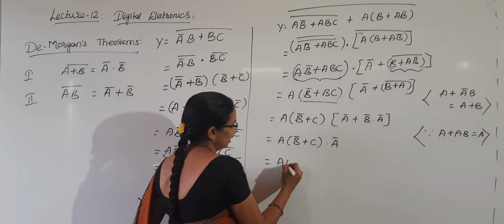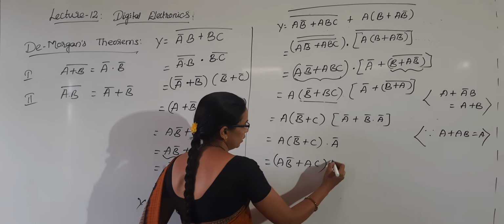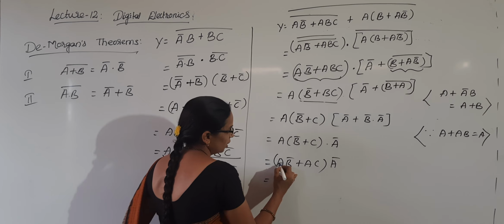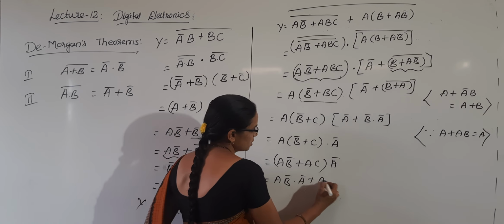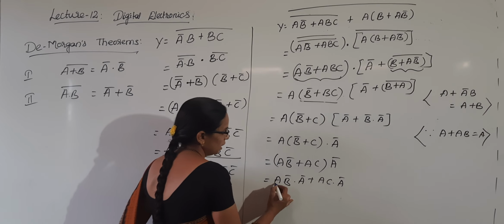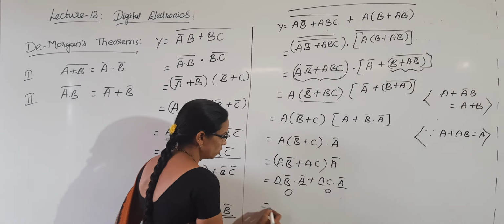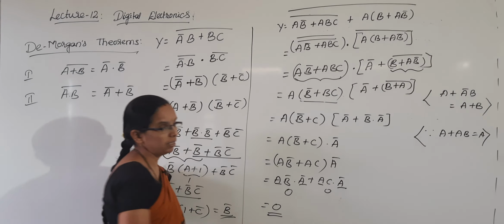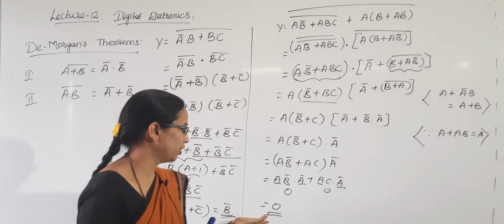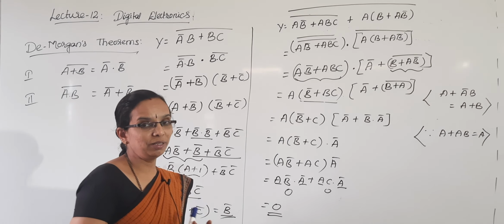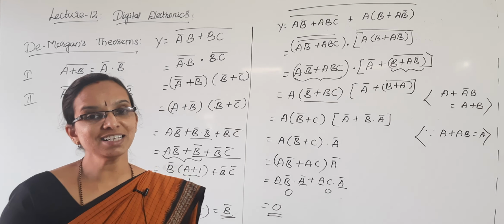So here A·B̄ plus AC into Ā: A into Ā, AB̄ into Ā, AC into Ā. See, A into Ā will be 0, A into Ā will be 0. So the answer will be 0. This will be simplified. If you simplify that, there will not be any variable left, and also there will not be any circuit for this.